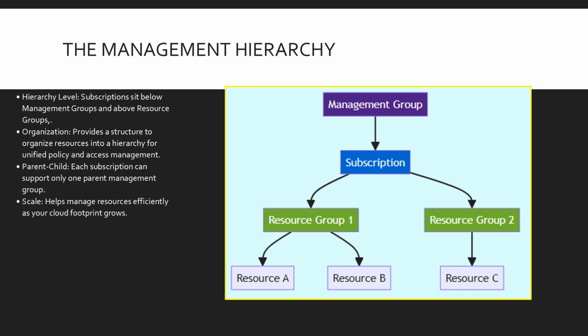This flowchart visualizes the vertical hierarchy. At the top is the purple management group, which governs the blue subscription below it. This confirms the parent-child relationship. The subscription then branches into 2 green resource groups. Finally, the resource groups contain the individual resources. This visual confirms that the subscription is the critical bridge connecting high-level governance to the actual resources you deploy.